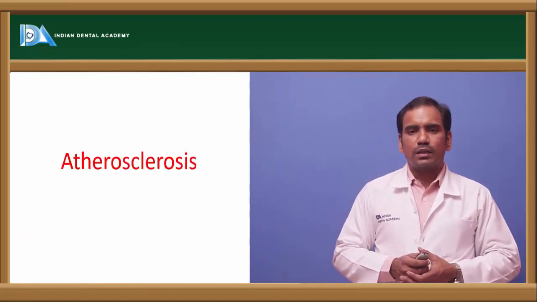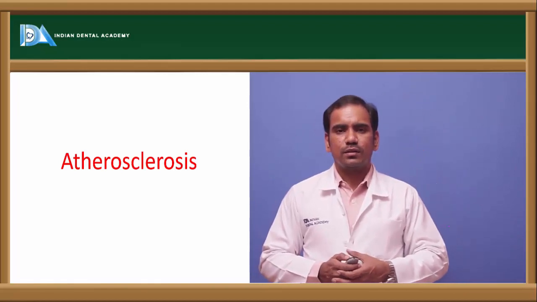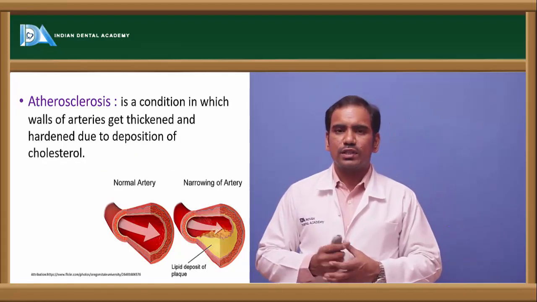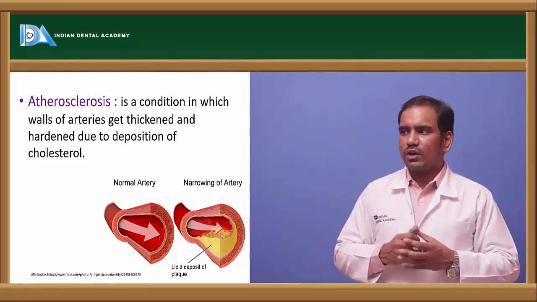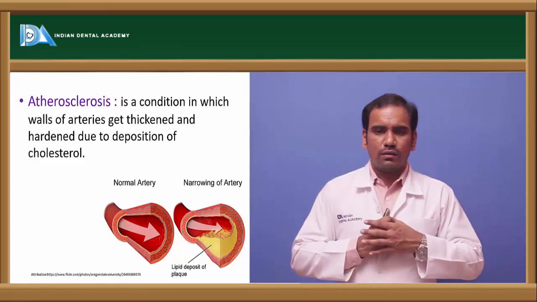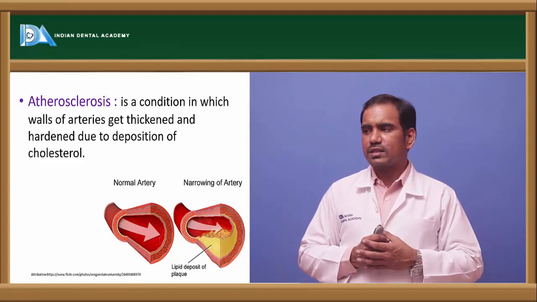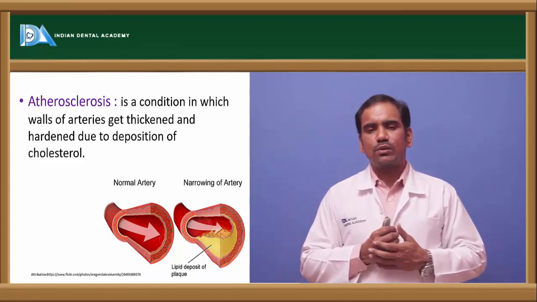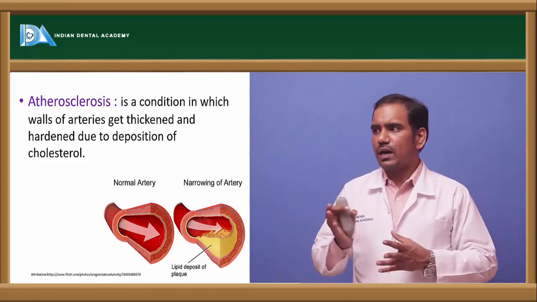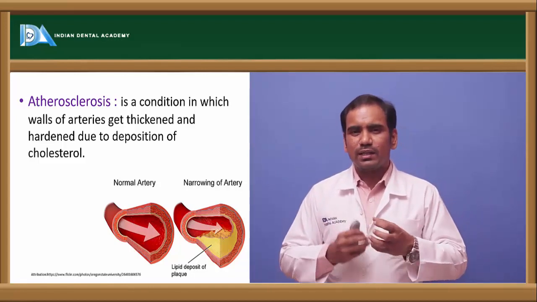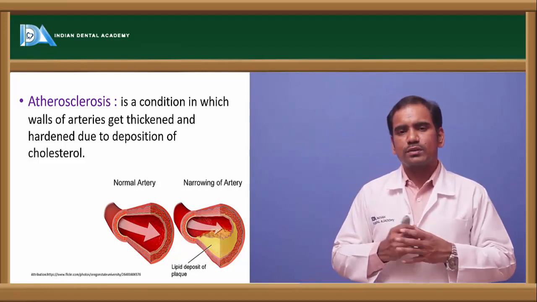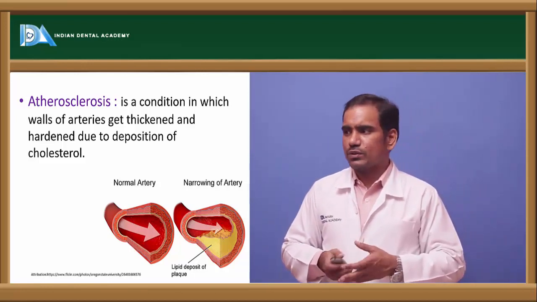Right? Coming to atherosclerosis. So what is atherosclerosis? It is a condition in which there is hardening and thickening of the arterial walls, generally seen because of deposition of cholesterol. So atherosclerosis is hardening of the arteries. That hardening and thickening of the arteries is because of the deposition of cholesterol. That process we call atherosclerosis.